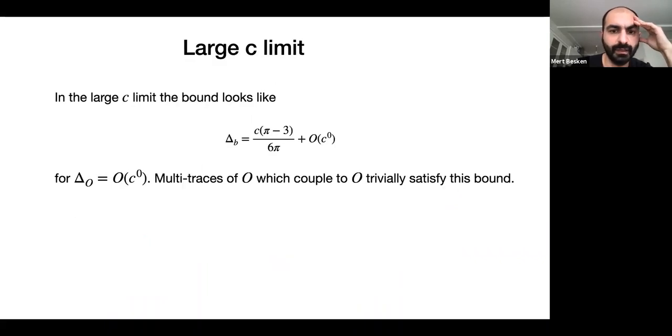So the last thing I want to say is the large C limit of this thing is linear in C. And if you think of a bulk dual, and take this delta O to be order C to the zero, these multi-traces will just couple to O and trivially satisfy this bound. So there is not much to say there.